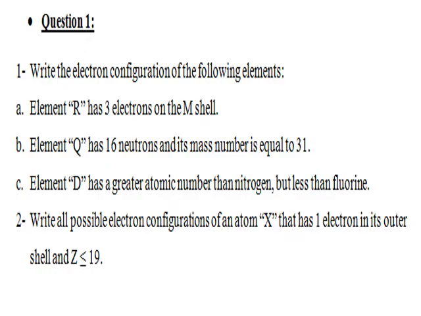Question number 1. Write the electron configuration of each of the following elements. Element A has 3 electrons on the M shell. So we have K, L, and M, with 3 electrons on the M shell. To move to M, L should be full, so it contains 8, and K has 2. So K2, L8, M3.